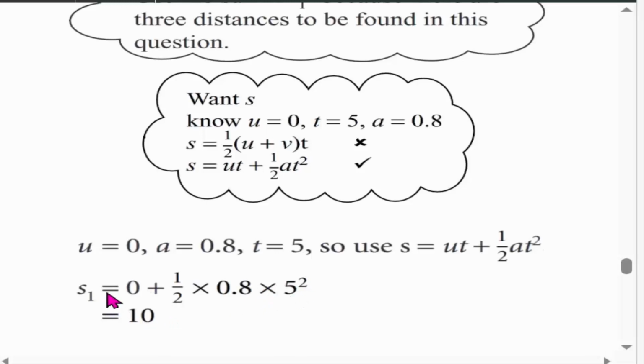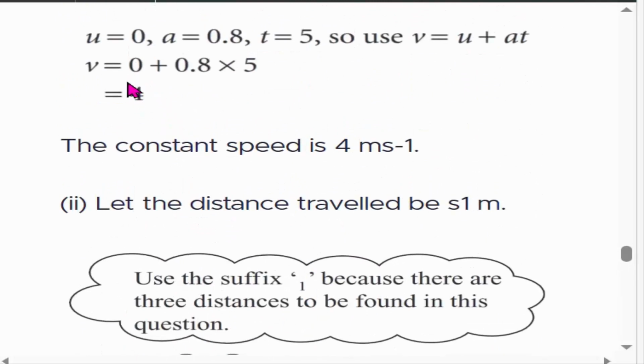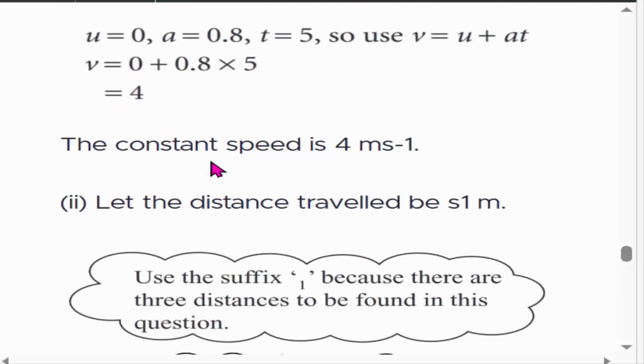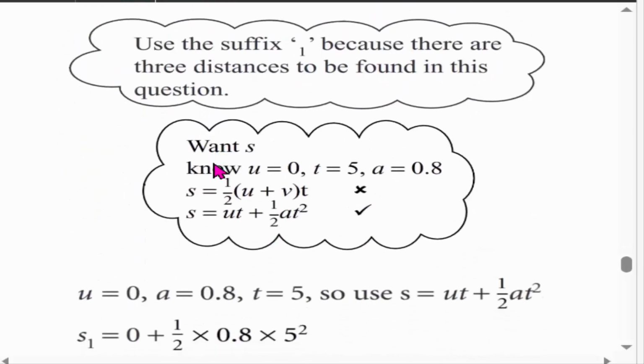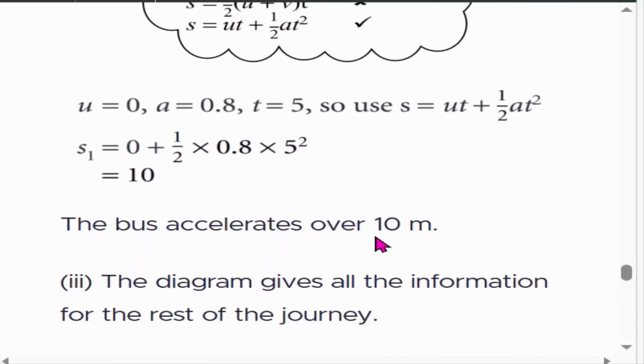That is the value of s1. You could have actually used this one also to see whether your answer was correct earlier. Half of u was 0, our value of v was 4, and then 4 divided by 2 is 2, and then times the t, which is 5, 2 times 5 is 10. So actually we can verify the answer that you got earlier, which was 4 meters per second after 5 seconds of travel. It can also be found in this equation. The value of s was the same. So the bus accelerates over 10 meters.